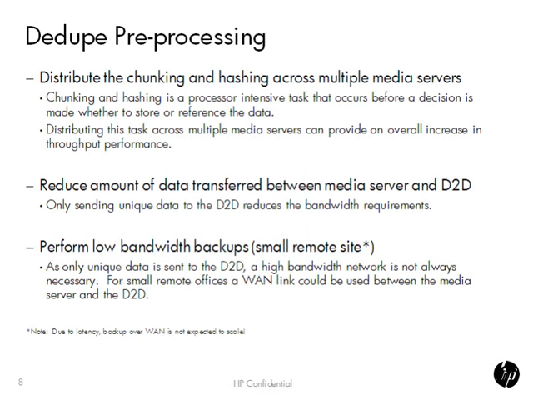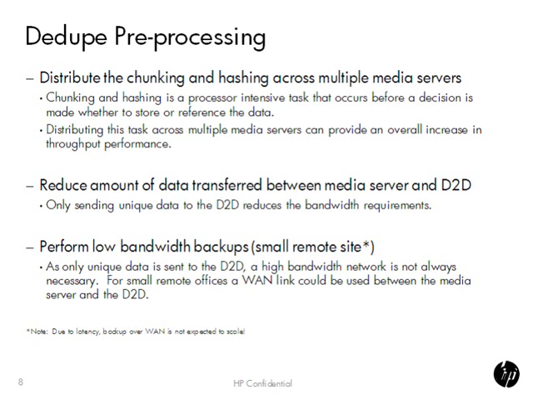Now, two big features that we have. The first one is Dedupe Pre-processing. It's known by many different names. We'll cover some of those in a moment or two. But essentially what we're doing here is we're taking some of the deduping steps and actually distributing those out, specifically the chunking and hashing. Now doing this, chunking and hashing across multiple servers instead of the one D2D, actually shares out what is considered to be a processor-intensive task.